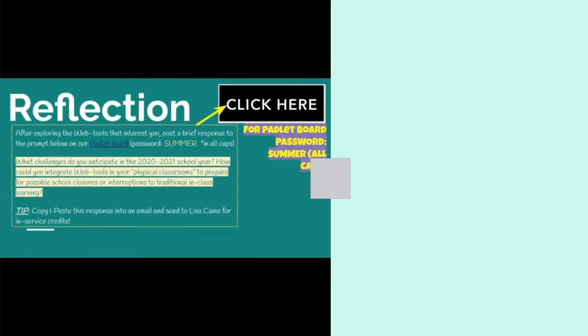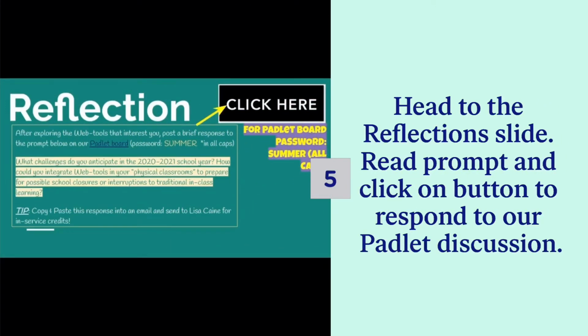The final step is to go to the second to last slide, which is the reflection slide on the Google Slides presentation. After you've explored your 2 to 3 topics of interest, go to our Padlet board. You can click on the blue link that says Padlet board, or where it says click here, you can click on that button as well.